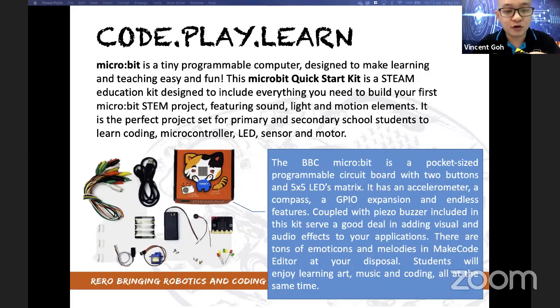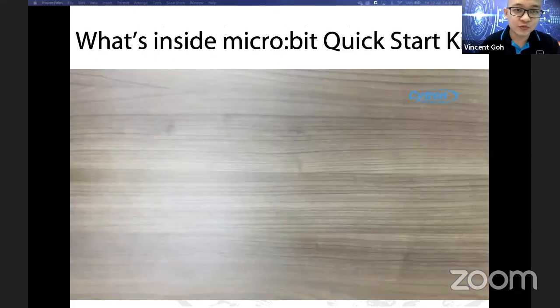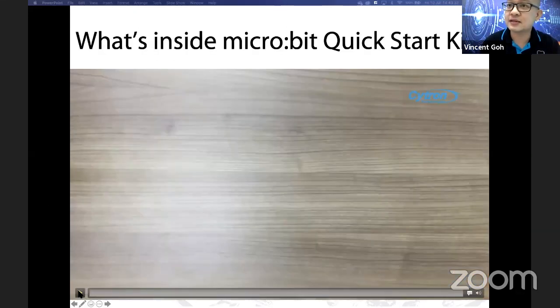And then they also come with a buzzer. In the box here, you have a servo motor and also a buzzer. With the buzzer, you can program a melody. So you can learn just by purchasing this kit. Okay, so let's see what is inside this microbit quick start kit.